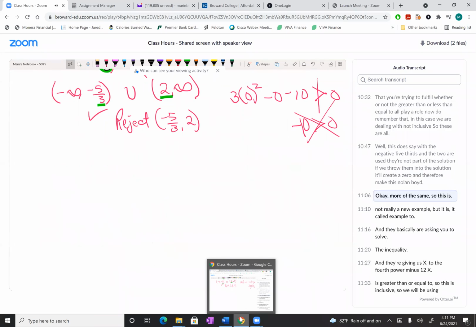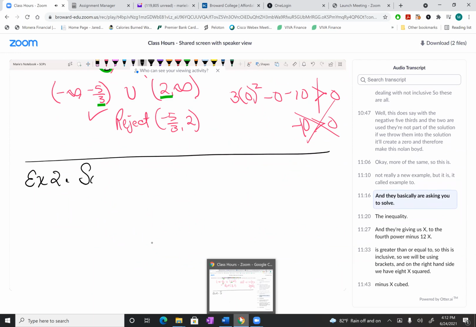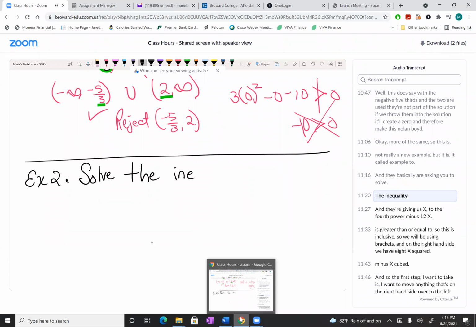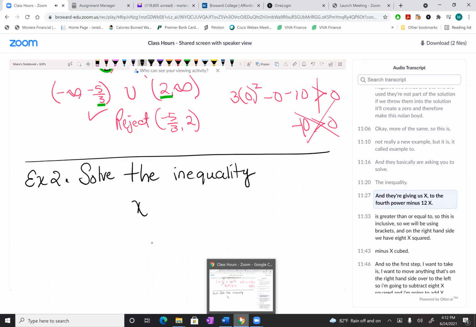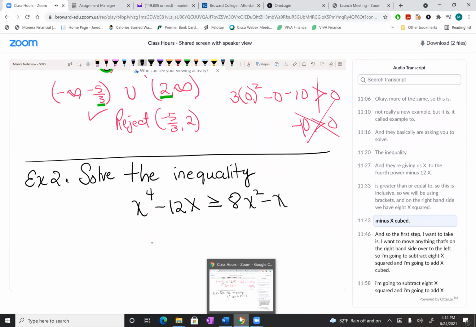Okay, more of the same. So this is not really a new example, but it is called example 2. And they basically are asking you to solve the inequality. They're giving us x to the 4th power minus 12x is greater than or equal to. So this is inclusive, so we will be using brackets. And on the right-hand side, we have 8x squared minus x cubed.